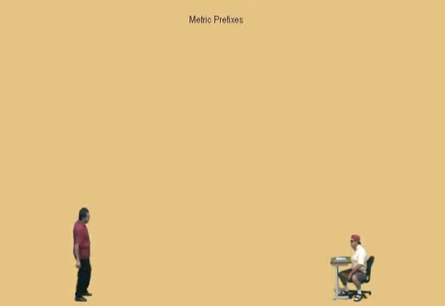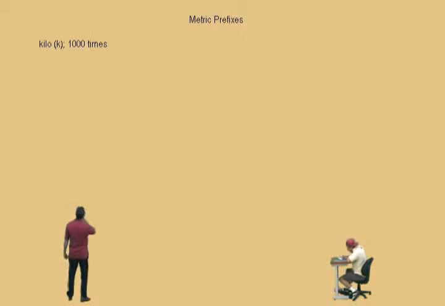Okay. Today, we're going to look at metric prefixes. Well, what are metric prefixes? Well, let's talk about this one right here. Kilo, abbreviated with a K, means 1,000 times. That's what a kilo means.